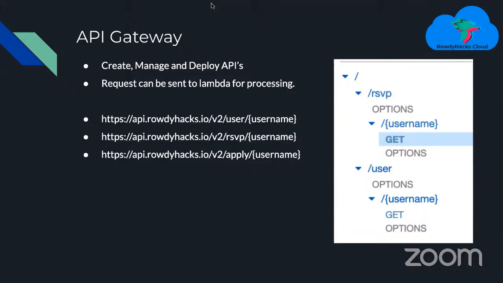So if you RSVP'd with us, you actually got a link sort of like the second URL up there. It's api.rowdyhacks.io/v2/RSVP/ and then whatever your username was, that's what you clicked on. Once you click on that, it's going to send you to the RSVP Lambda function that's going to change your application status in the database to RSVP. And it's also going to email you a confirmation, as well as display it on a web page.